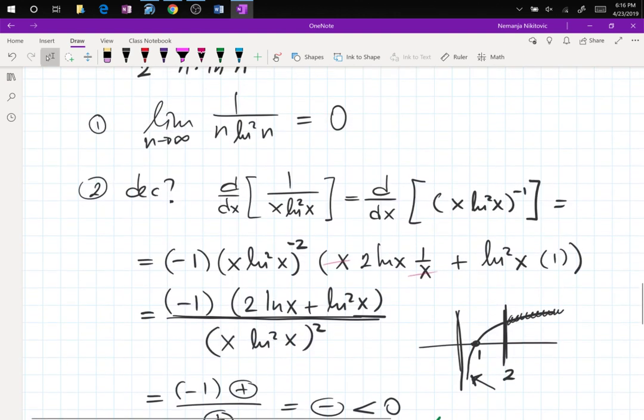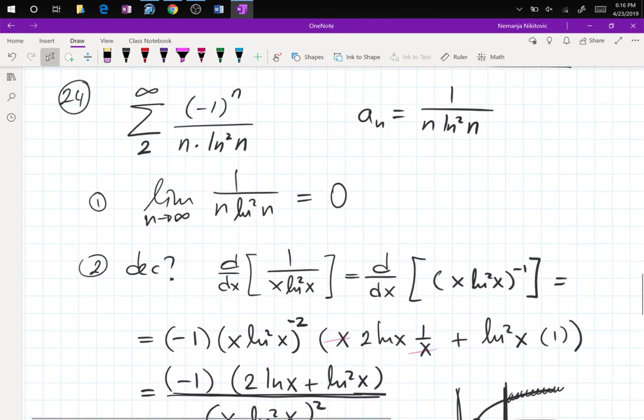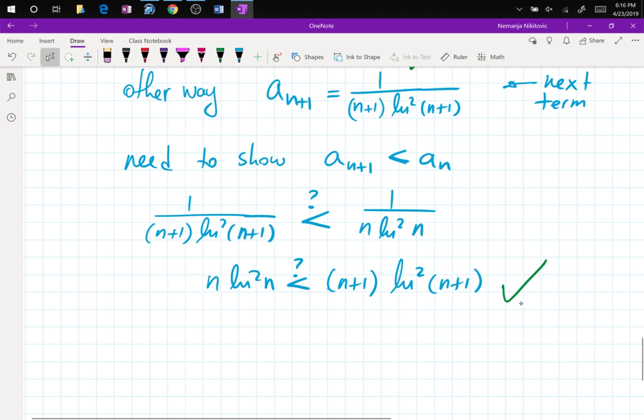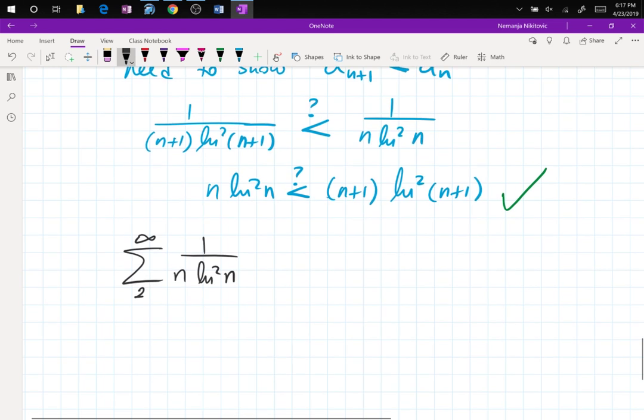So what am I having now? The first condition has passed, the second condition has passed, and all I need to do is look at the summation of 1 over n ln squared n and see if this converges or diverges. If it converges, we have absolute convergence. If it diverges, it has absolute divergence.